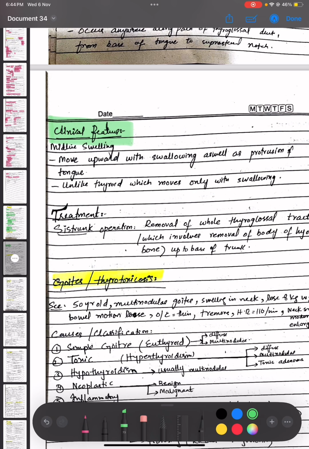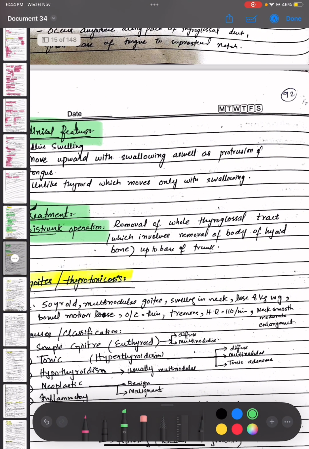Now, what are the treatment options? This is the Sistrunk operation, which includes the removal of whole thyroglossal tract, which involves removal of body of hyoid bone up to the base of the tongue.